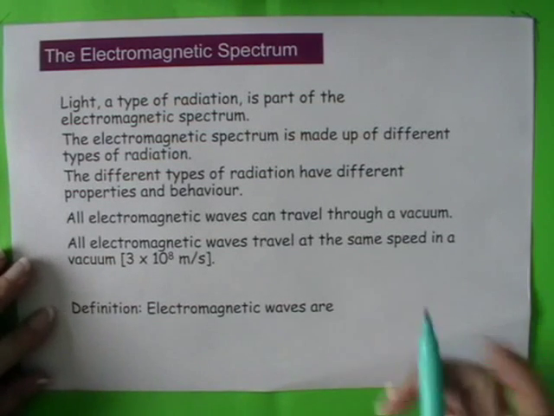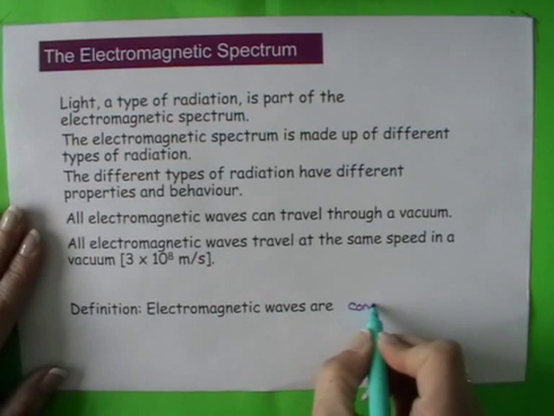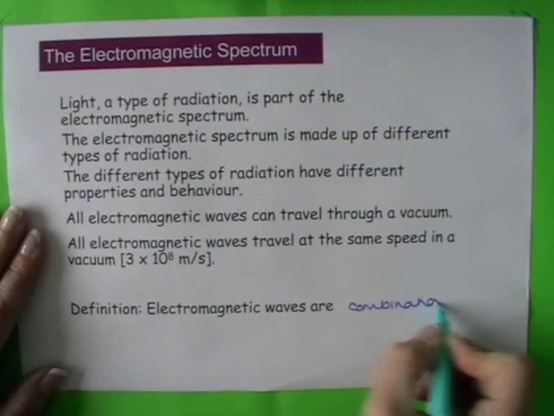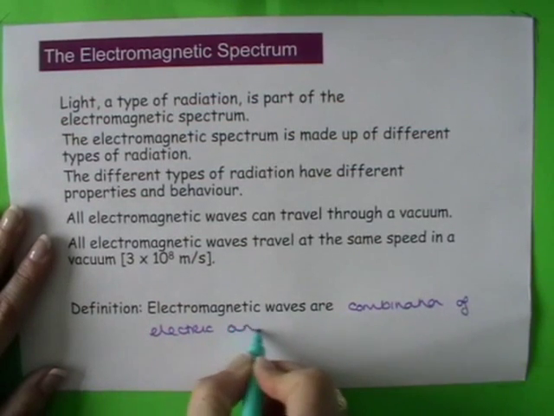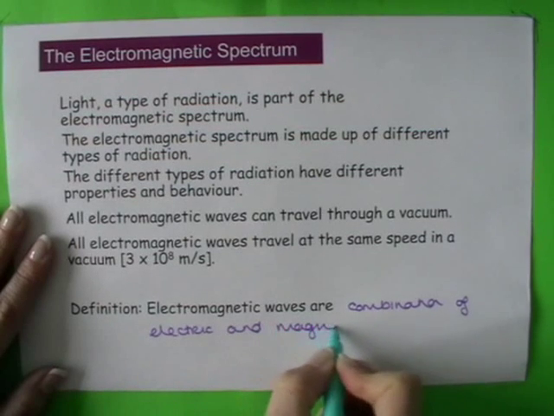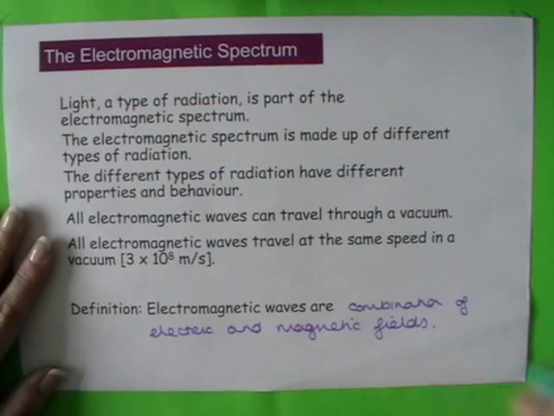And finally, the definition of electromagnetic waves. Electromagnetic waves are a combination of electric field and magnetic field. So they're a combination of electric and magnetic fields.